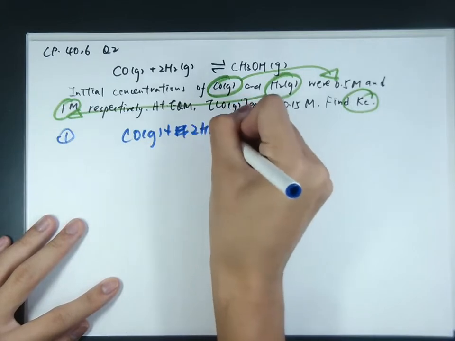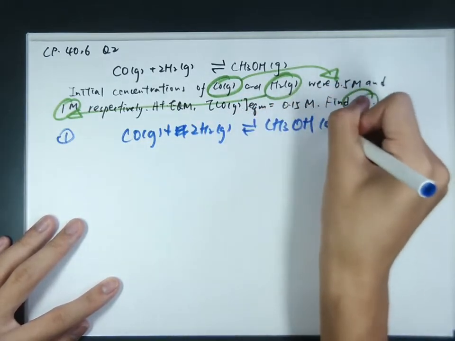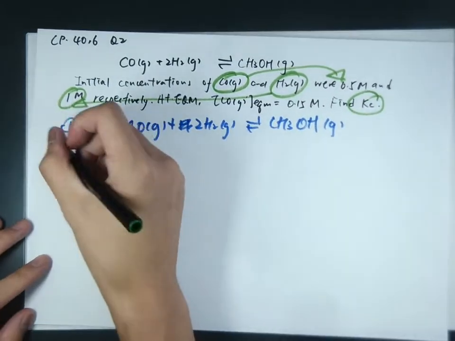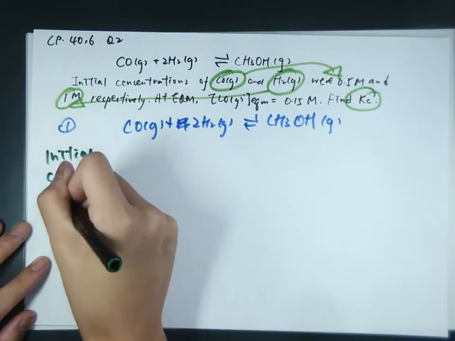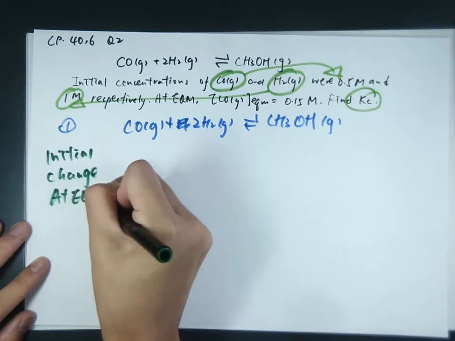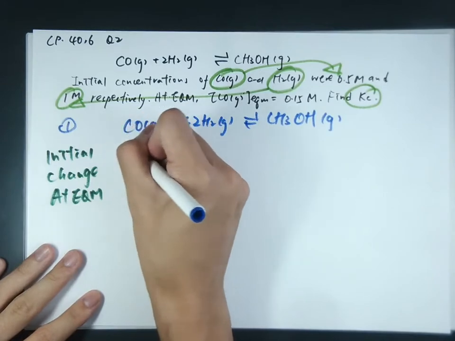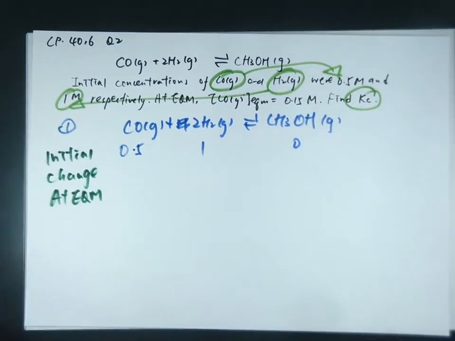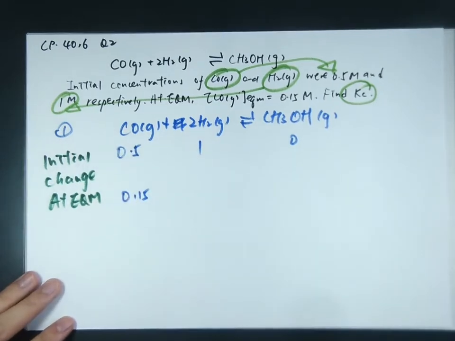Will give us CH3OH. Okay, so we have three rows. They are initial, change, and EQM, right? So initial would be 0.5 for CO, H2 would be 1. This is 0. Okay, so the concentration of CO is 0.15 at EQM.